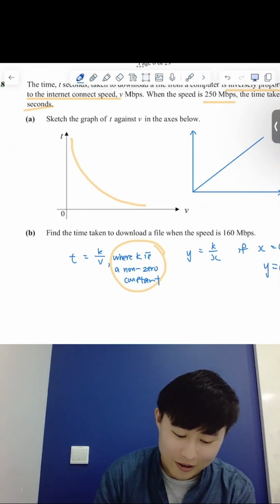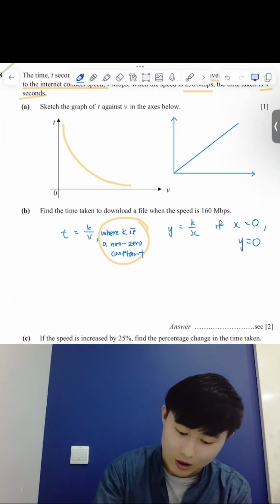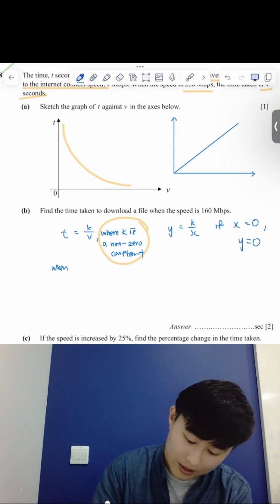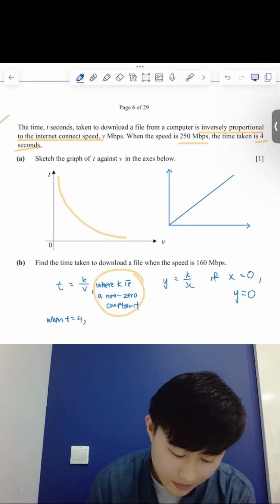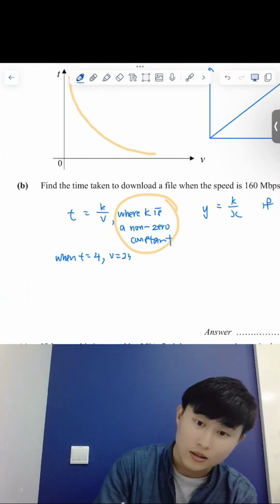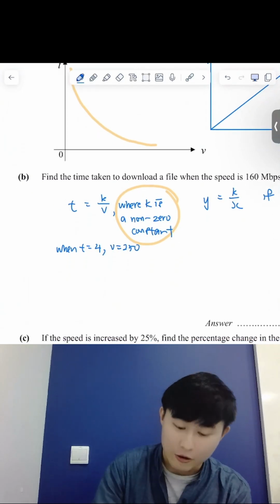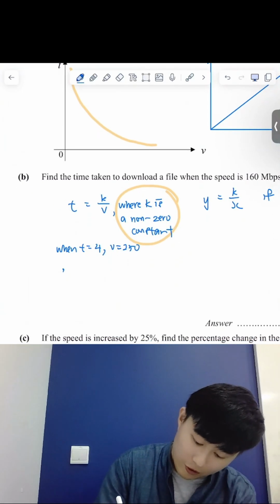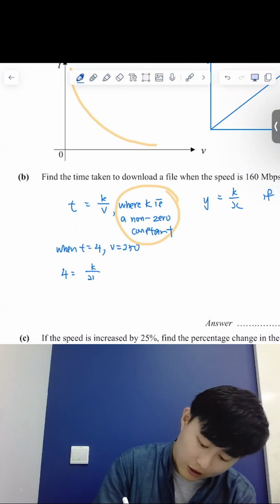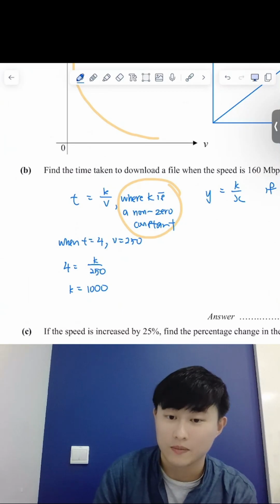So from here, you have the values, which is 250, and the time taken is 4. So I'm going to sub in when t is equals to 4 and v is equals to 250. So 4 is equals to k over 250, and then k is equals to 1000.